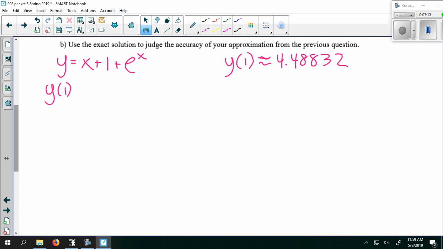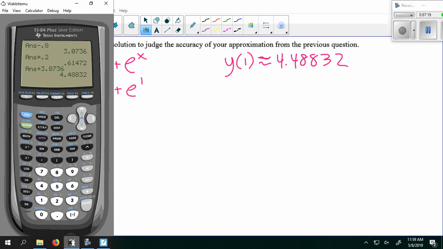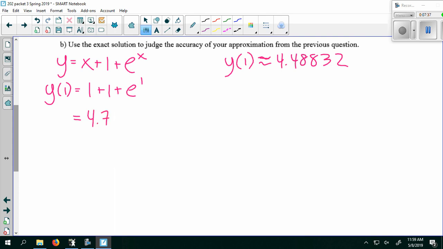Y of 1 is 1 plus 1 plus e to the 1, which is 4.71828, approximately. So these two numbers are approximately equal to each other. So y of 1 is 4.71828. Euler's method approximated 4.48832. So they're off by somewhere between 2 and 3/10.